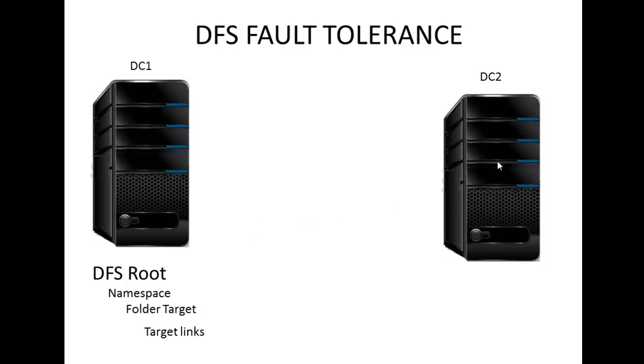The second server, DC2, also needs to have that DFS root. What if that first server were unavailable? Then users will not be able to access their shared data. So that is why we need DC2, which also needs to have that DFS root.